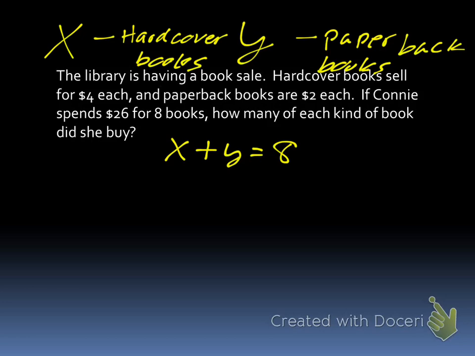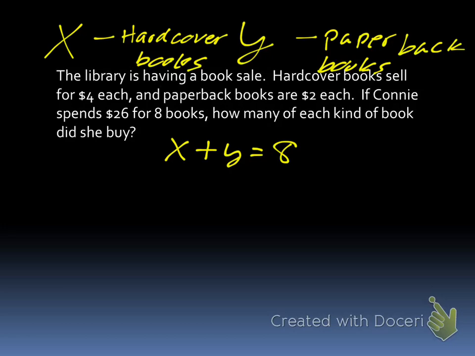Did you multiply it? No, not yet. Now, we got one with the 8 books. Now we need one with the money, right? Okay, so how much is each hardcover book? $4. Okay. How much is each paperback book? $2. How much did she spend total? $26. So, let's just ignore that for now, okay?